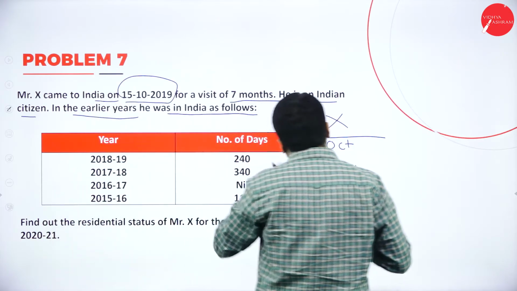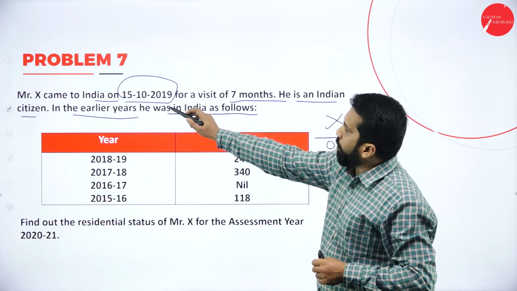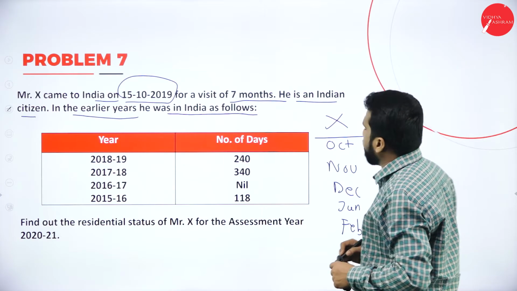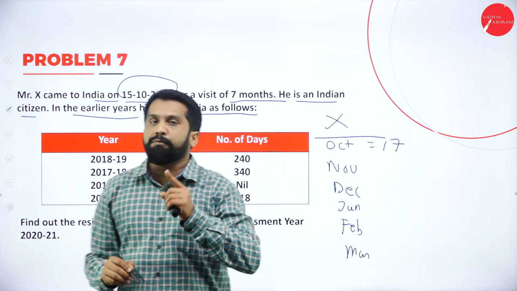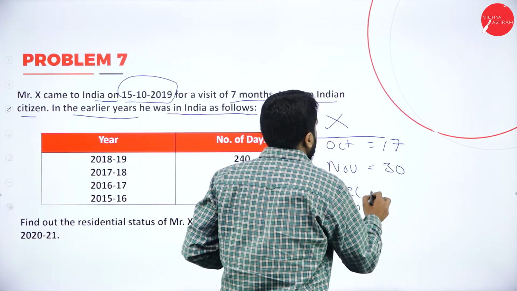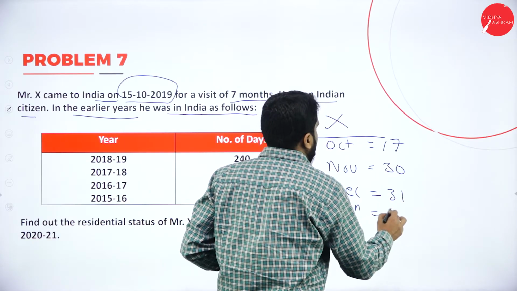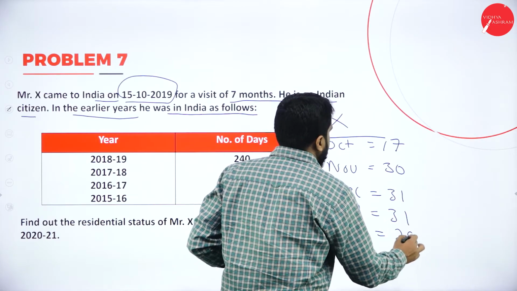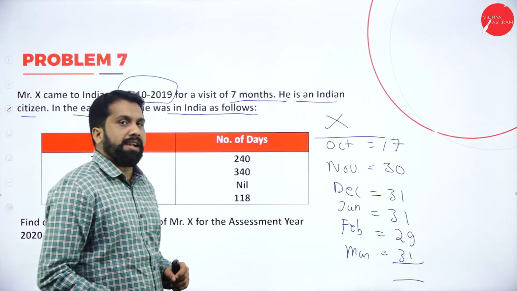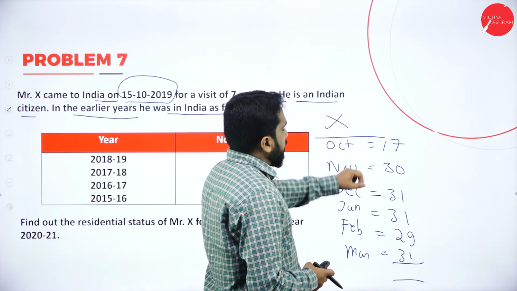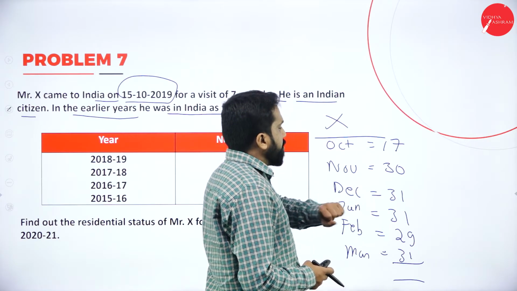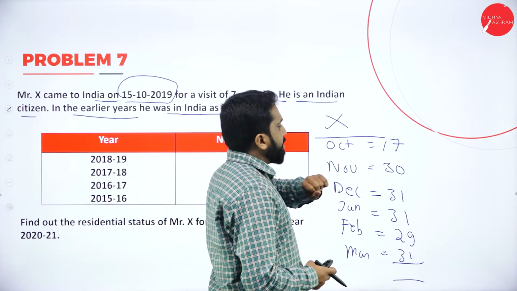Now, in October, how many days was he there? He came on the 15th. Means how many days? Around 17 days. Why? Because October has 31 days. Now, as per this, November 30, December 31, January 31, February 29 and March 31. How many days was he in India? We'll check. It will be 30 and it will be 60. It will be 122, 152, 162 and 169.